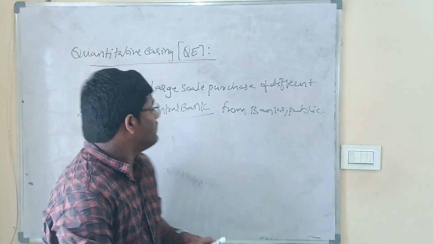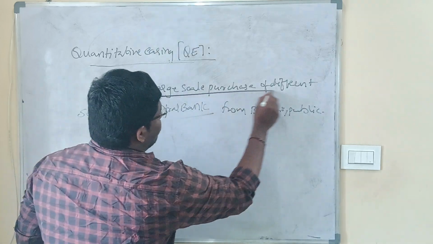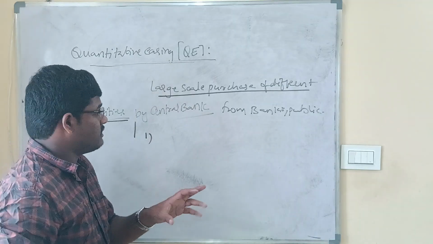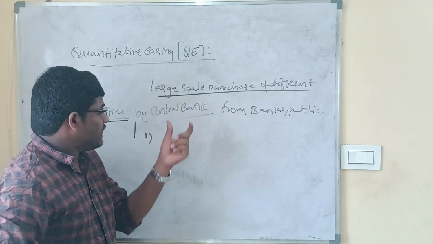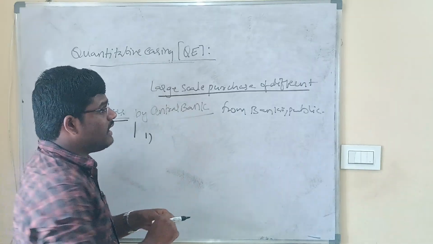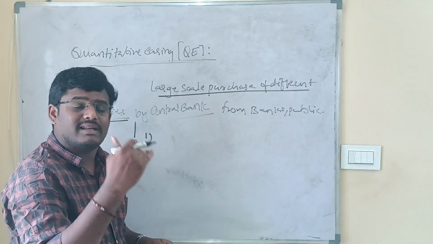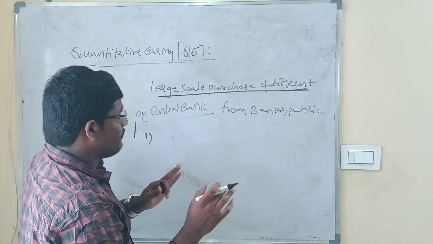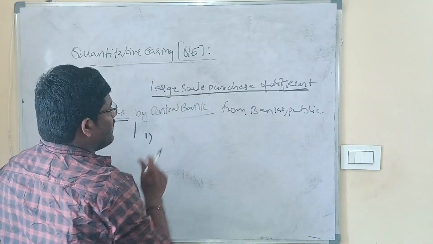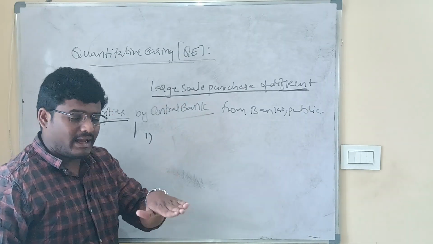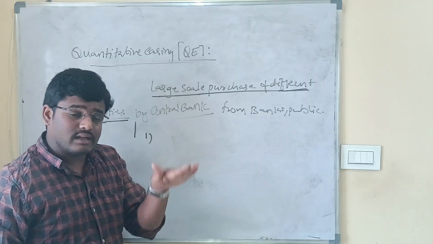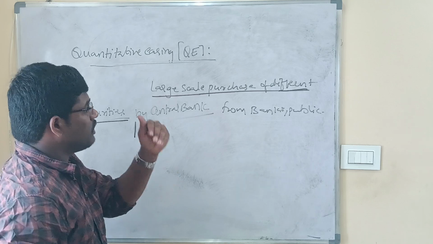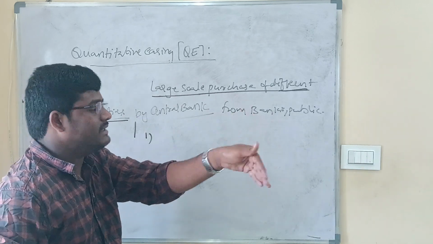Now, why is it referred to as large scale purchase of different securities? It is for two reasons. One, here the central bank is not just purchasing government securities, it is purchasing more than government securities, like corporate bonds and other things. So that is why we are using the term large scale. Large scale means the central bank is purchasing not just government securities but other securities as well. Along with government securities, it also purchases other securities.